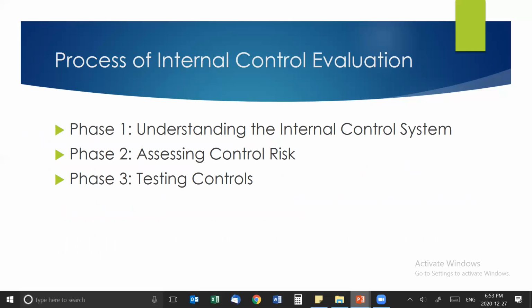So the process of evaluating internal controls: the first thing you want to do is understand the control system. Phase 2 is assessing. First you have to understand the internal control system, and then you assess what your control risk is going to be. Assign a number between 0 and 1, and then, depending on whether the control risk is low and the controls seem like good controls that can be relied upon, you're going to test the controls.